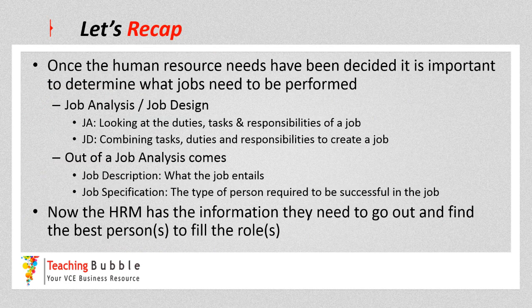So just to recap, once the human resource needs have been decided, it's important to determine what jobs are going to be performed. So we look at a job analysis or a job design. Job analysis looks at the duties, tasks, and responsibilities of the particular job, and job design is combining the tasks, duties, and responsibilities to create a new job or redesign an older job. And out of the job analysis comes a job description, which is what the job entails, and a job specification, which is the type of person required to be successful in the job. And now that you've got that information, the human resource manager has the information to go out and find the best person or people for those particular role or roles that they're trying to fill.